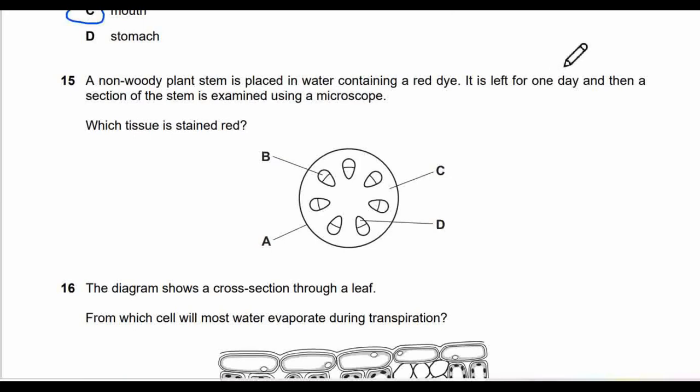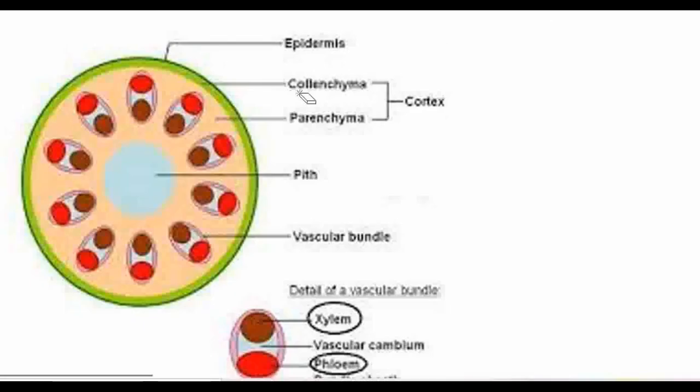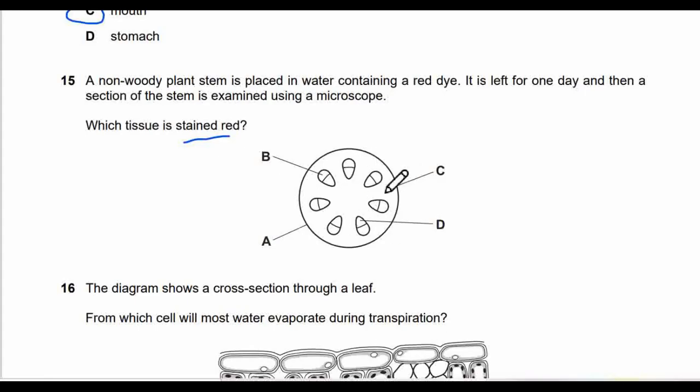It is left for 1 day and then a section of the stem is examined using a microscope. Which tissue is stained red? So the tissue that's stained red will be the xylem, because xylem absorbs water and transfers it to the upper part of the plant. This is the cross section, the xylem will be the inner part. This one will be phloem, and this will be epidermis, and here is cortex. So from the answers here, it will be D, because D is this one, xylem. B will be phloem, A will be the epidermis, and C will be the cortex.